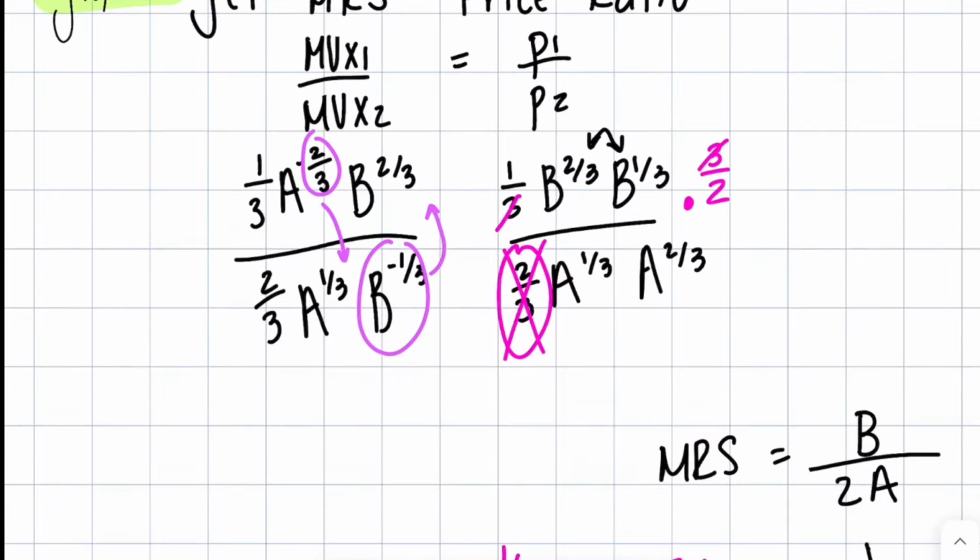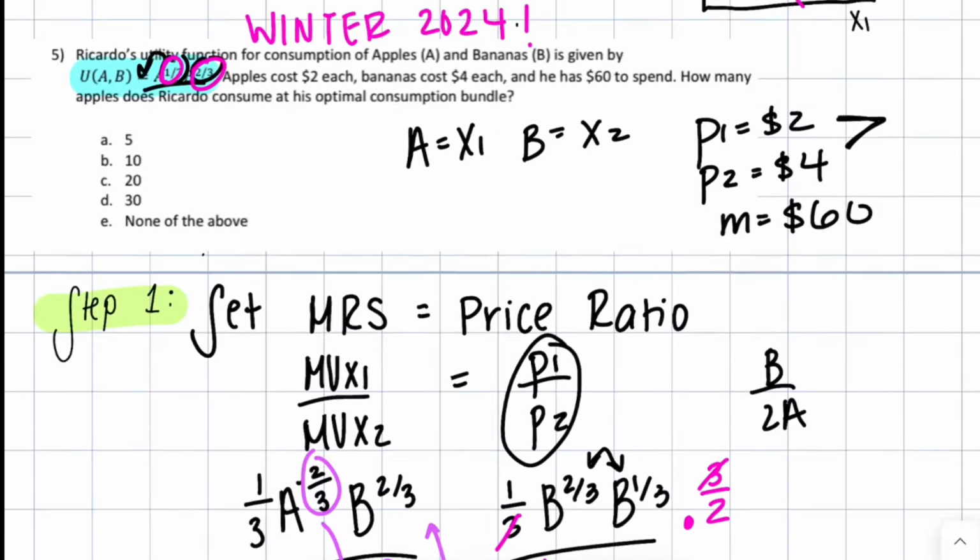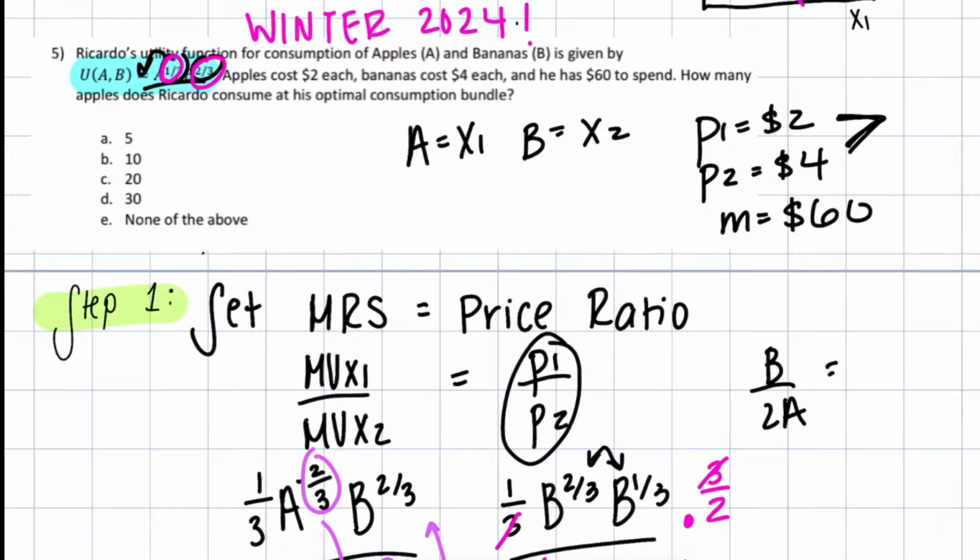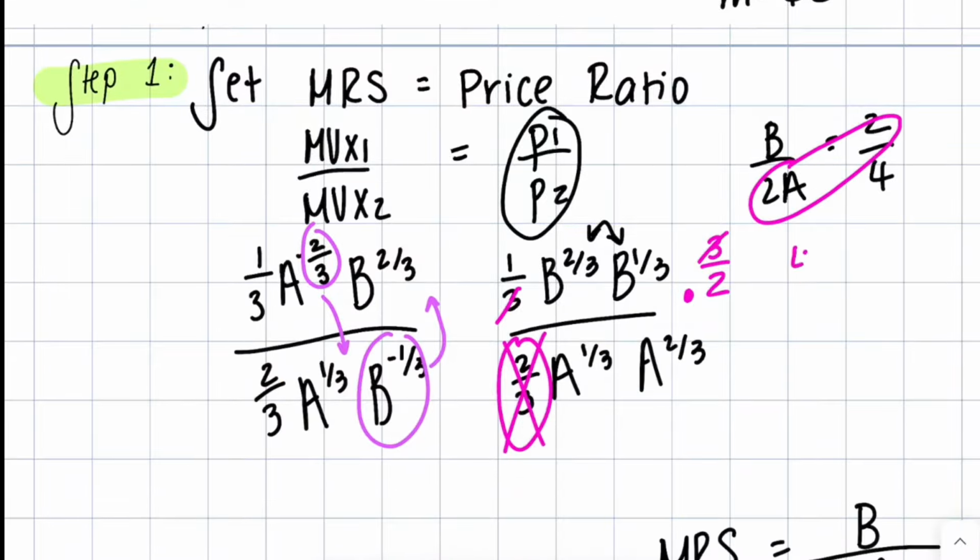And then we're going to set that MRS equal to our price ratio. So we're going to have b over 2a is equal to that 2 over 4. From here, I just like to cross multiply. So I'm going to have 2a times 2, b times 4. That's going to give me 4a equals 4b. So we know that a equals b.